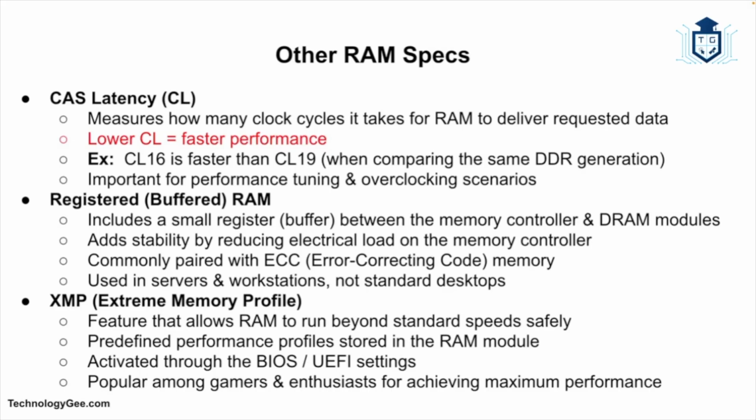You also have registered or buffered RAM, and this is often used with error correcting code memory, and this adds extra stability by buffering data, and this is used in servers, not in desktops. And then you have what's called XMP or extreme memory profile, and this basically allows RAM to run at faster speeds than the default. This is common in gaming systems, and you can turn this on in the BIOS.